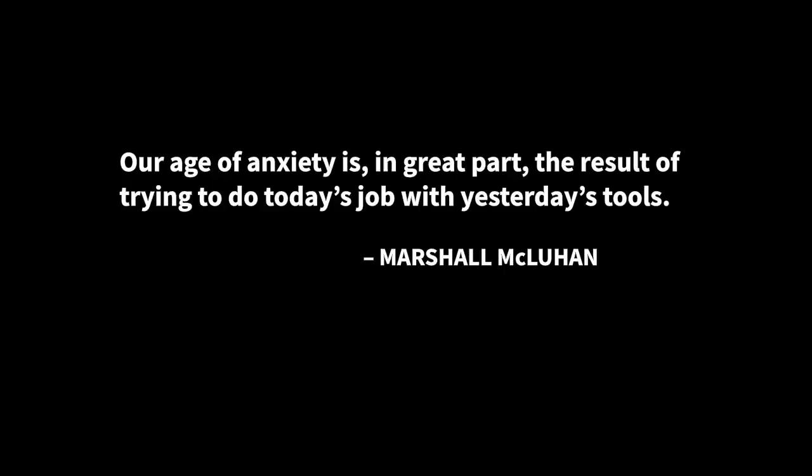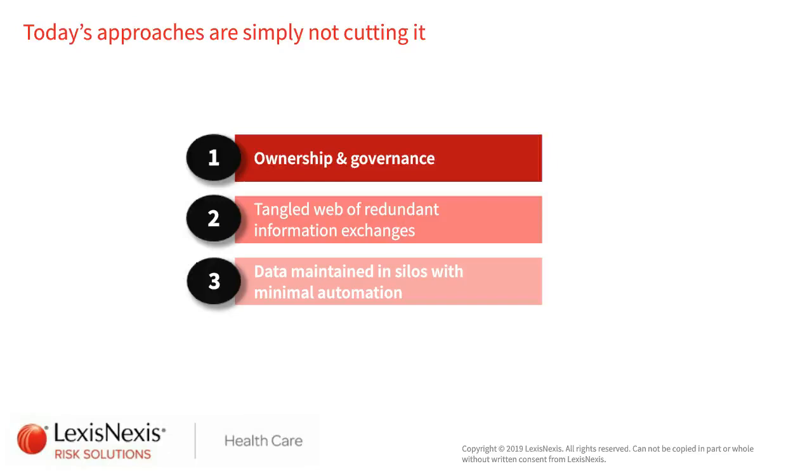Okay. So let's move on, though, to talk a little bit about the three big gaps or issues that we see with approaches overall, and to a certain extent, outreach is boiled into some of these activities as well. So the first one here has to do with ownership and governance, and the second is the tangled web of redundant information exchanges, and then lastly is data is maintained in silos with pretty minimal automation from what we've seen.